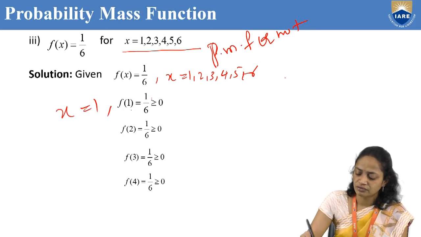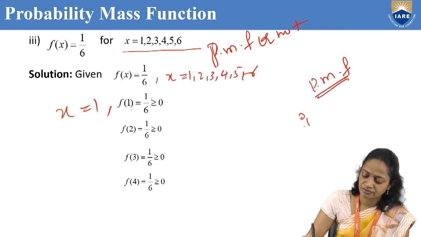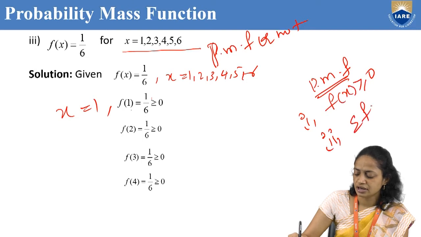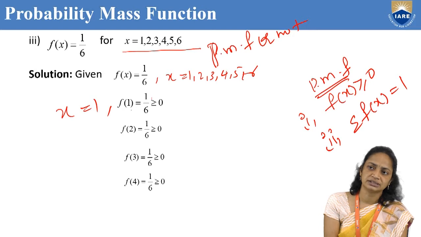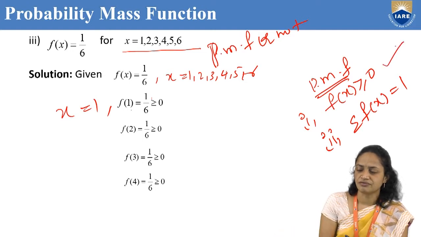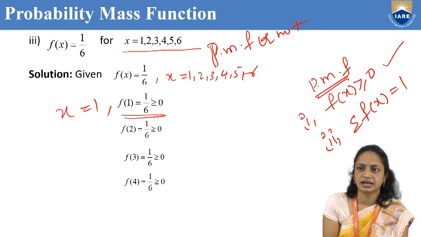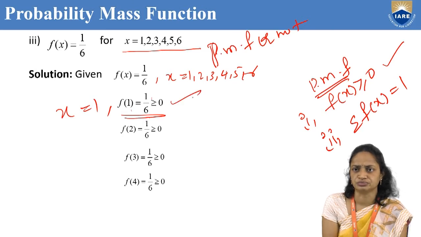So what are the conditions for a probability mass function? We have two properties. First one is f of x greater than or equal to 0, and second one is summation f of x equal to 1. So here I am checking the first property, f of x greater than or equal to 0. f of 1 is 1 by 6, which is greater than or equal to 0.